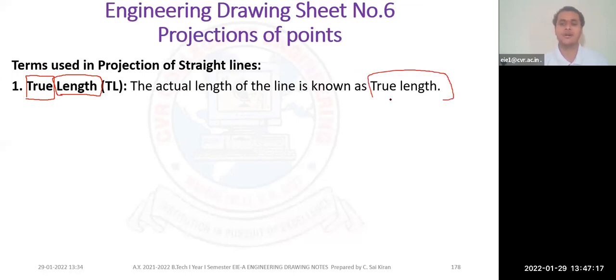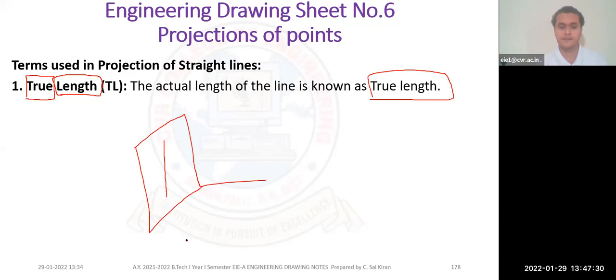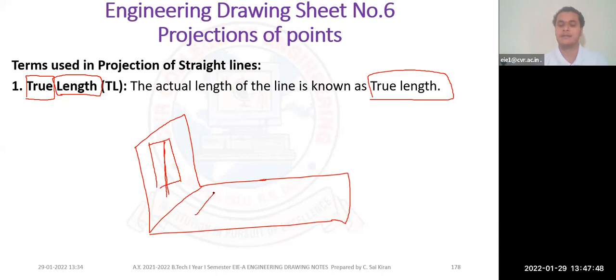Sometimes it depends on perspective. Suppose this is my vertical plane. On the vertical plane, I am drawing a line parallel to it, exactly at 90 degrees. Then I can see the true length. The true length is projected here, and this is parallel. Suppose my line is somewhere here, then I can see my actual length here.